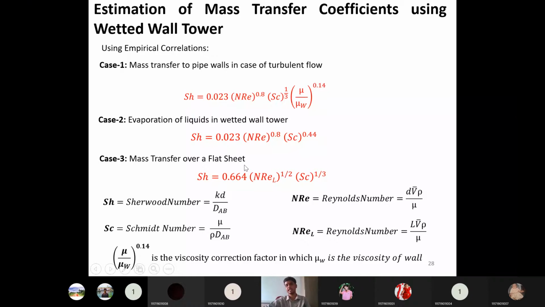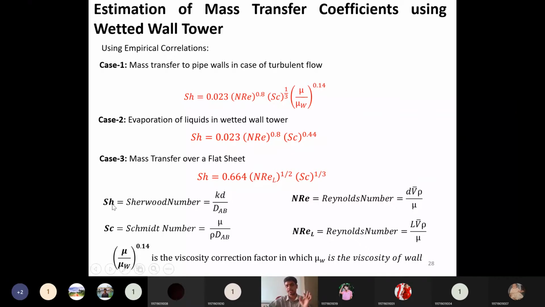Then the third case is mass transfer over a flat sheet. If the mass transfer is taking place over a flat sheet, we can use Sherwood number is equal to 0.664 into Re_L, the Reynolds number with respect to length. Re, the Reynolds number, we know is d V bar rho by mu. But Re_L means L V bar rho by mu instead of d. Why? Because for flat sheets no diameter will be there, only the length and width. So that's why it is Re_L, with respect to length, to the power 1/2, Schmidt number to the power 1/3.